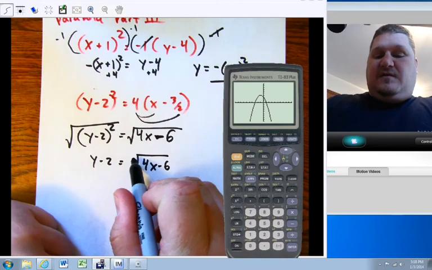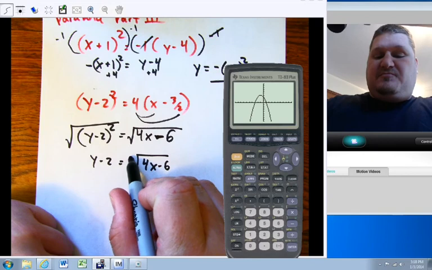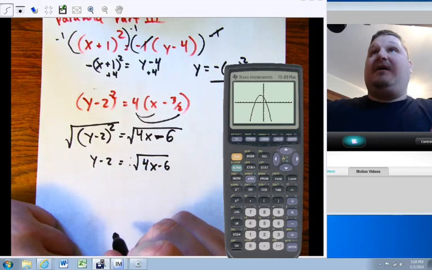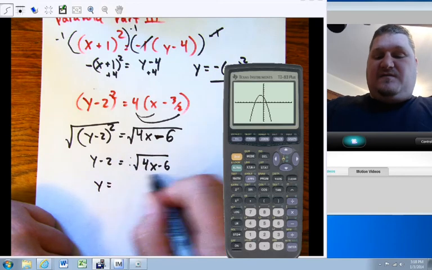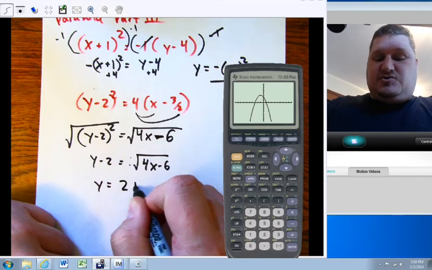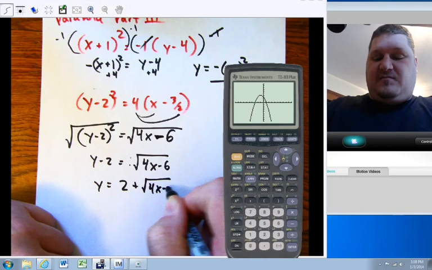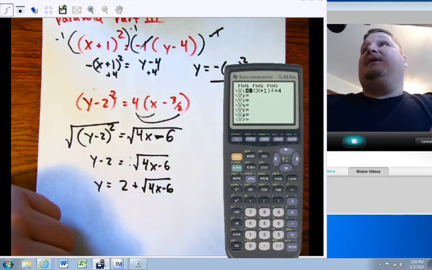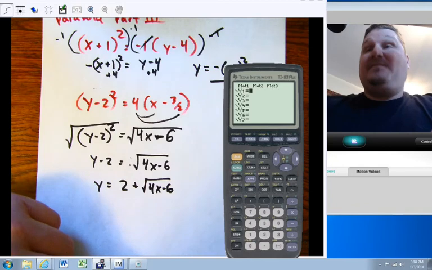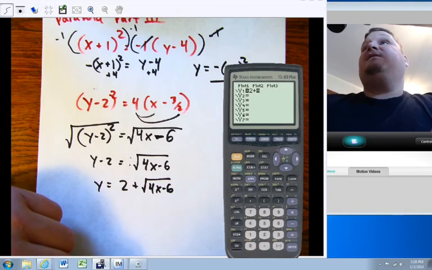Now, we're going to have a problem, whereas this should be both plus and negative, but when I put it into a calculator, you'll see what happens. The only thing left to get this solved equal for y is to move the 2 to the other side by addition. So 2 plus the square root of 4x minus 6. Let's grab our calculator, plug it in. Y equals, and we'll clear this out, 2 plus second square root 4x minus 6, and again in parentheses for good measure. Let's graph it.